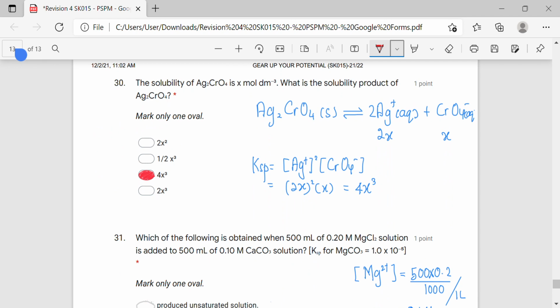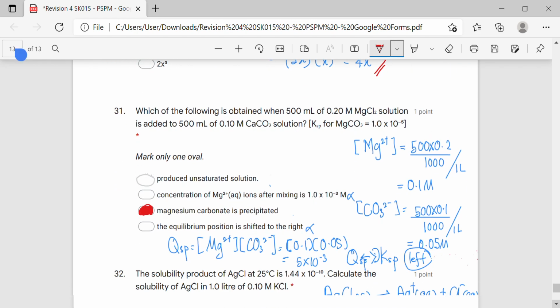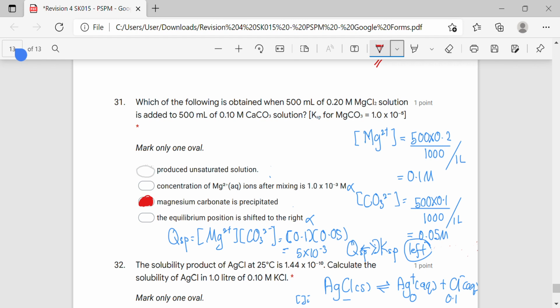So tulis equation untuk Ag2CrO4. Jangan salah equationnya. So equationnya ialah solid kepada aqueous-aqueousnya. So yang ni represent 2x. Okay, so expression for KSP. So Ag plus square CrO4 minus. So 4x cube. So das precipitate form. Okay, so yang ni jangan salah tulis equationnya.